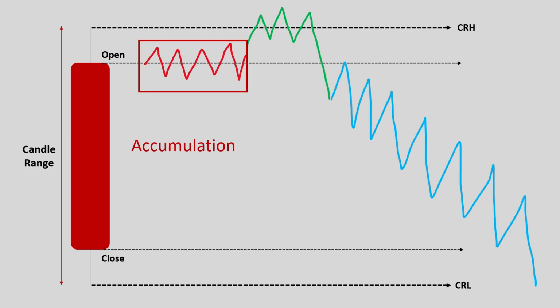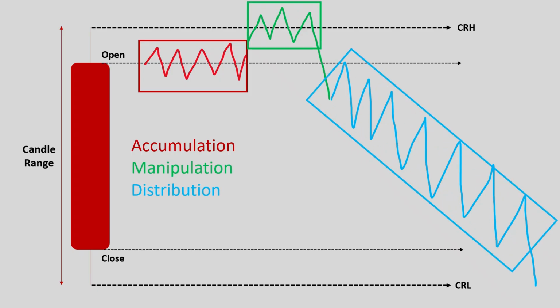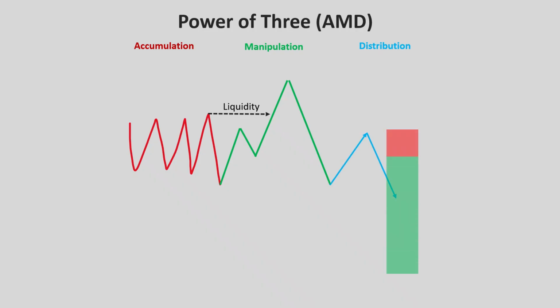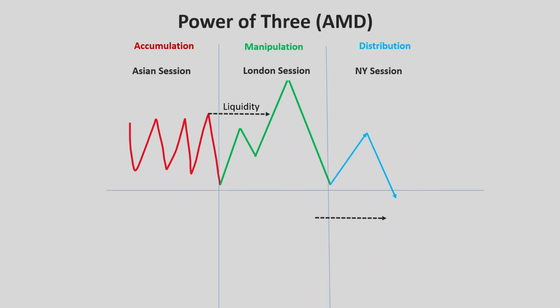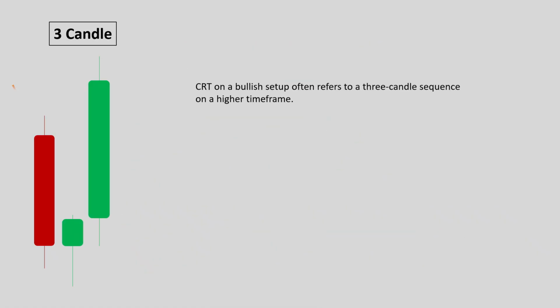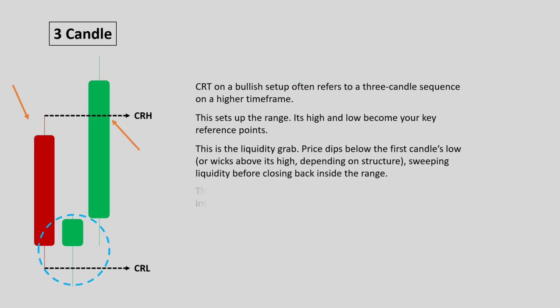Where most traders see candles, I see a story of how the market builds, tricks, and then strikes. This is the candle range theory, fused with the power of three: accumulation, manipulation, and distribution. It's the blueprint of how institutions hunt liquidity and drive price, all hidden inside the anatomy of a single candle.